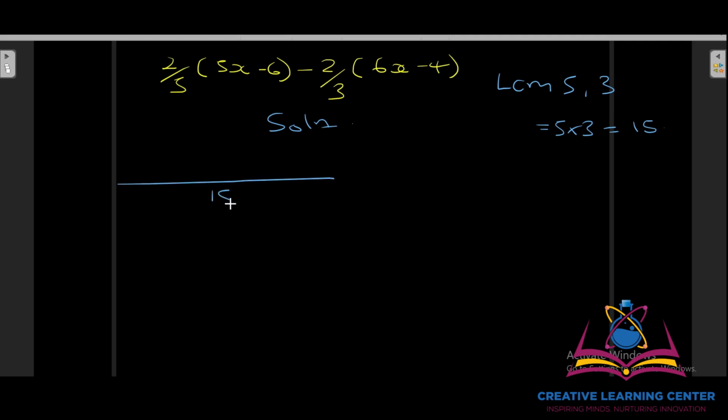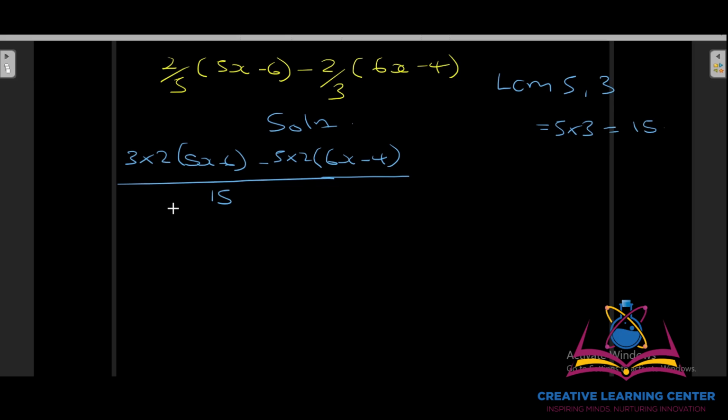Our LCM is 15. If you get 15 divided by 5, you're going to have a 3, which means that you're going to have 3 times 2, open the bracket, this is 5x minus 6, close the bracket. Minus, here you're going to have 15 divided by 3. You're going to have a 5, which times 2, open the bracket, 6x minus 4. Then you close the bracket.